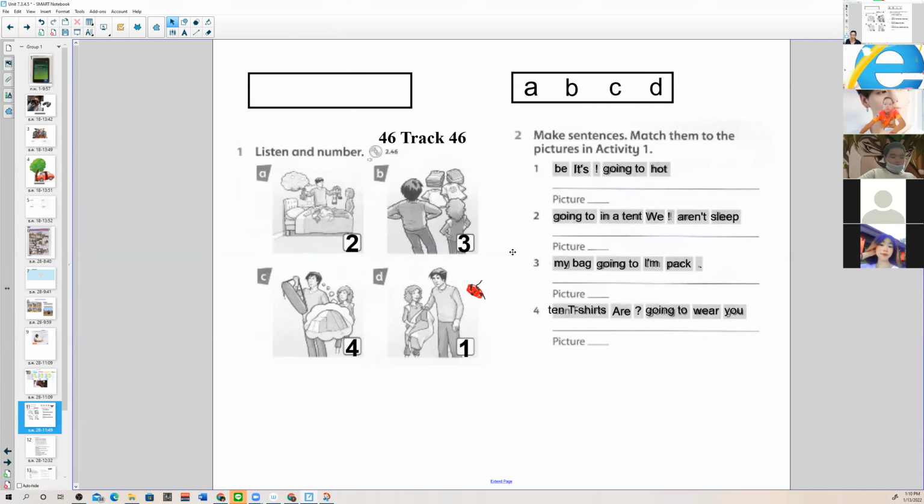Right, in activity 2, they say make sentences. These are unscrambled words, so please make them into sentences. Okay, go ahead.